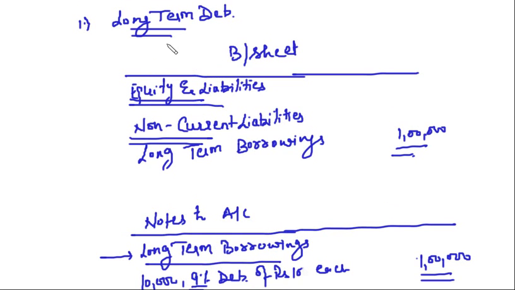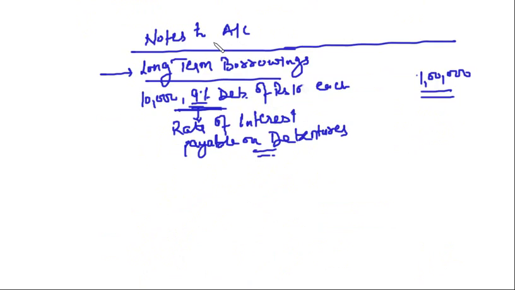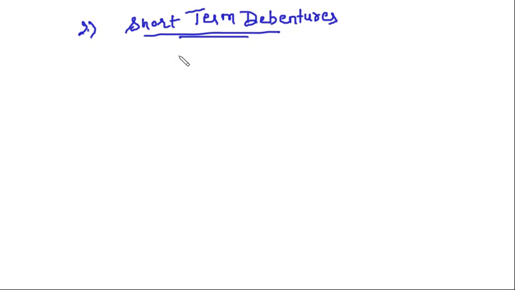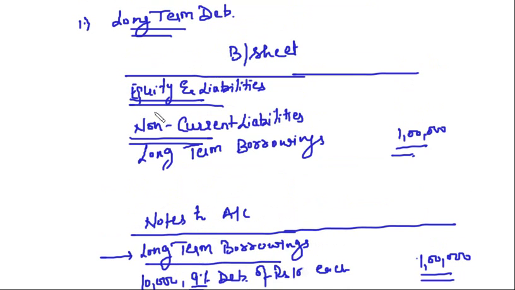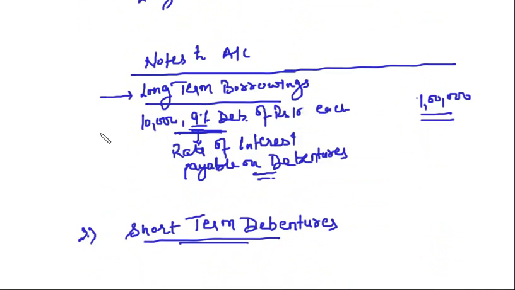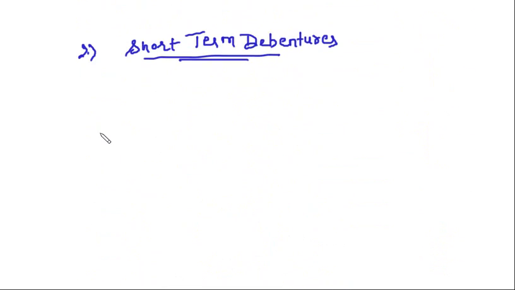So this is how you are going to show the long-term debentures in the balance sheet. Now talking of short-term debentures, I told you short-term debentures means the money has been raised for a period of less than 12 months. Here the money is raised for a period of more than 12 months. That is why it is kept in non-current liabilities. Right? Now how are we going to show the short-term debentures in the balance sheet?